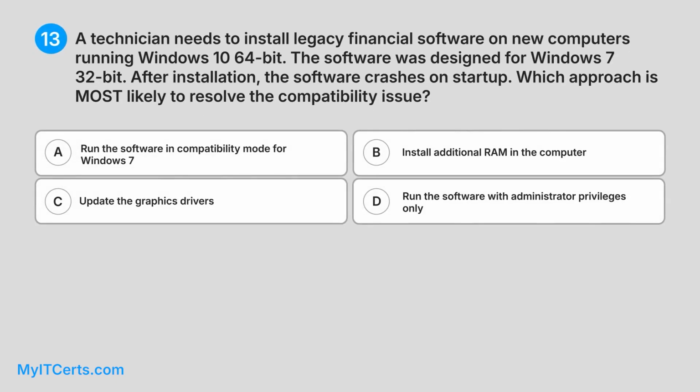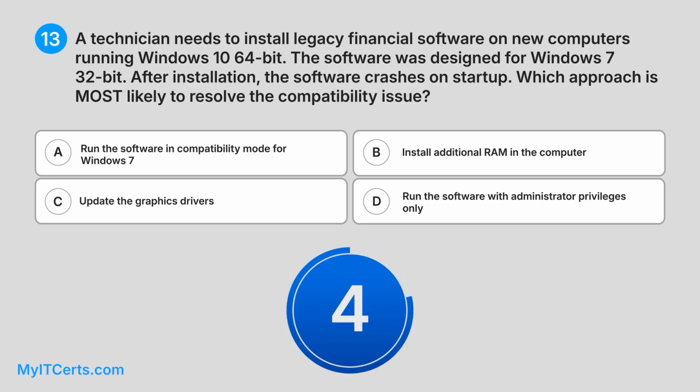13. A technician needs to install legacy financial software on new computers running Windows 10 64-bit. The software was designed for Windows 7 32-bit. After installation, the software crashes on startup. Which approach is most likely to resolve the compatibility issue? A. Run the software in compatibility mode for Windows 7. B. Install additional RAM in the computer. C. Update the graphics drivers. D. Run the software with administrator privileges only.